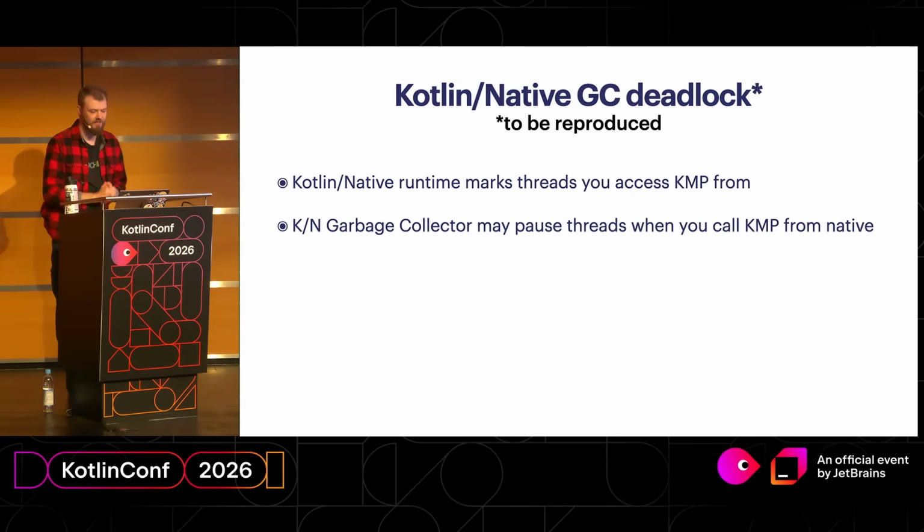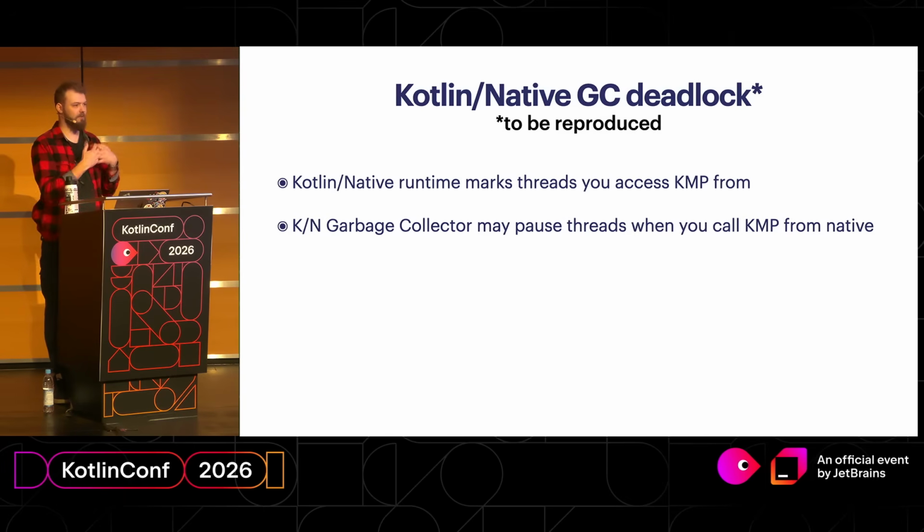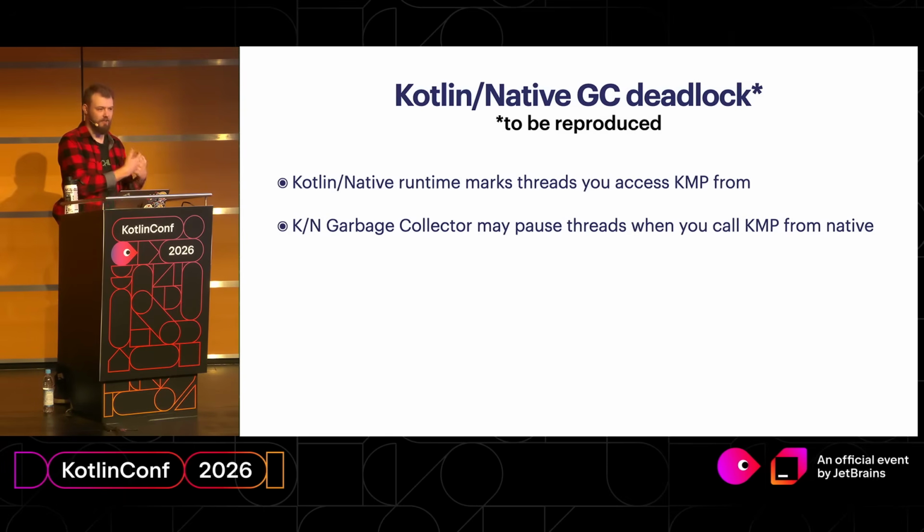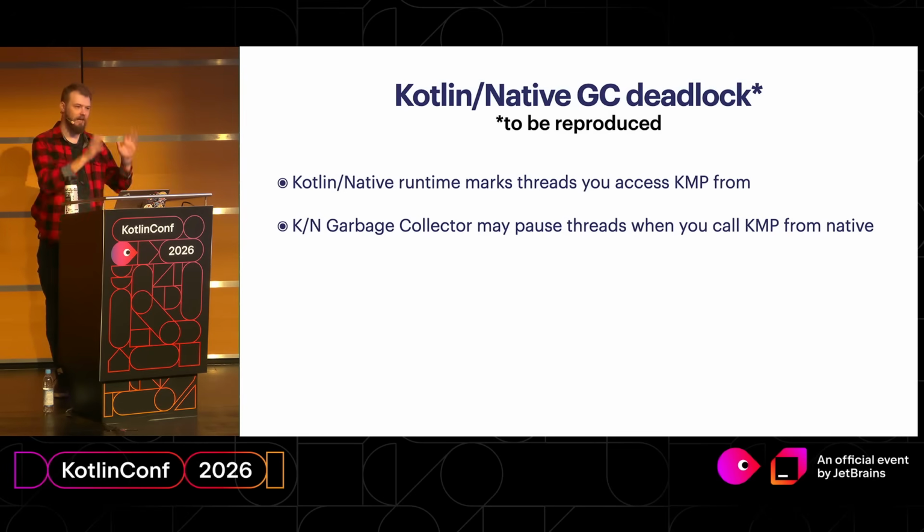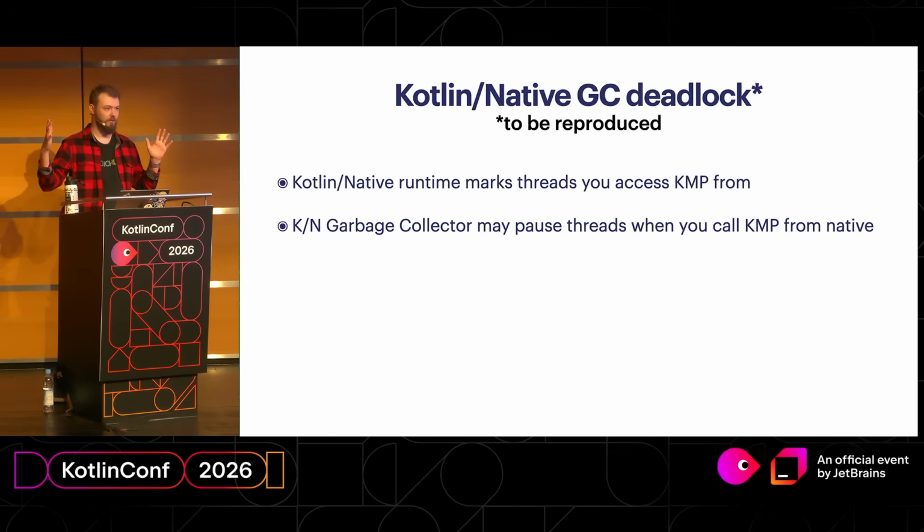Lastly, this is something I haven't been able to reproduce in a small project yet. So this might not be a Kotlin native thing, but all the stack traces point towards it. Essentially, when you have Kotlin native code and you call it from Swift code, any thread that you call it from will be marked by the Kotlin native runtime as, hey, I've been running in here. And then the garbage collector may actually pause all of the threads from time to time to do the stop the world garbage collection.